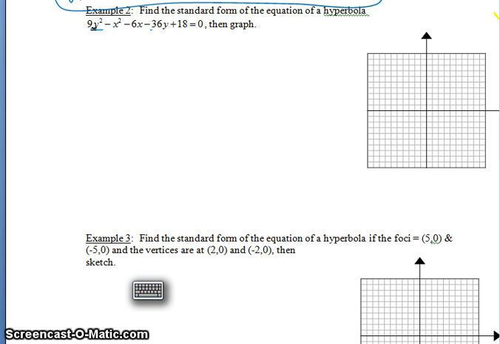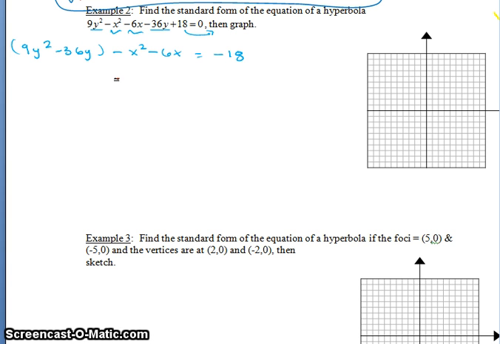I'm going to group my y's together first, and then my x's, and I'm going to subtract 18 to the other side. So I have 9y squared minus 36y. I group those. Then I have minus x squared minus 6x is minus 18.